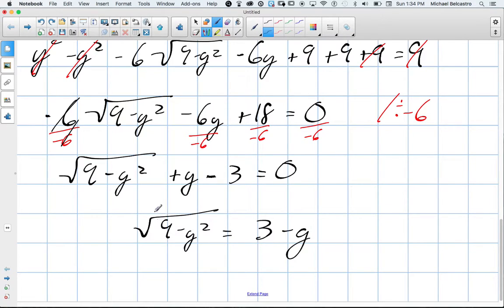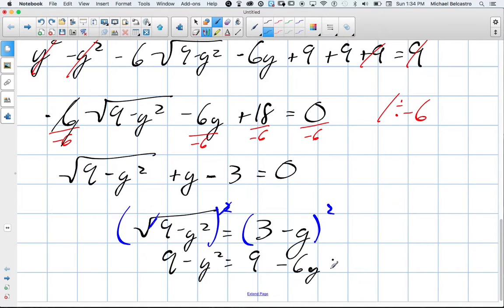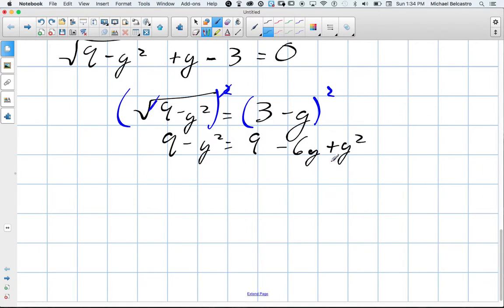Okay, so again, to get rid of a square root, I'm going to square both sides of the equation. This root and this power of 2 will cancel out, so we'll be left with 9 minus y squared. Here we're going to have to FOIL again. When we FOIL this, we get 9 minus 6y plus y squared. So now we're dealing with more quadratic-type terms we can work with.